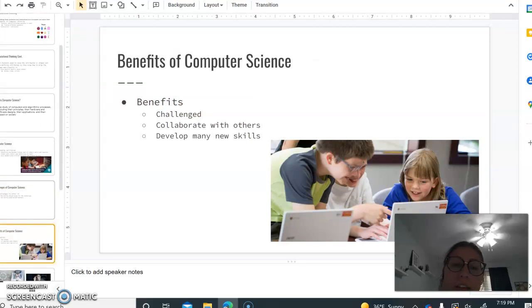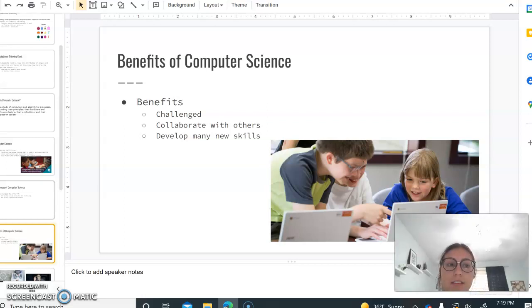The benefits of computer science, it's a challenge for the kids, and the kids love to be put to a challenge, and they love to collaborate with their friends and their classmates. It also helps them develop many new skills, like I said, critical thinking, and it makes them think at a deeper level, which many kids like. They like to have some hard task at hand, and I think it's really good that they collaborate with their classmates, because in the future they'll be able to collaborate with their coworkers.